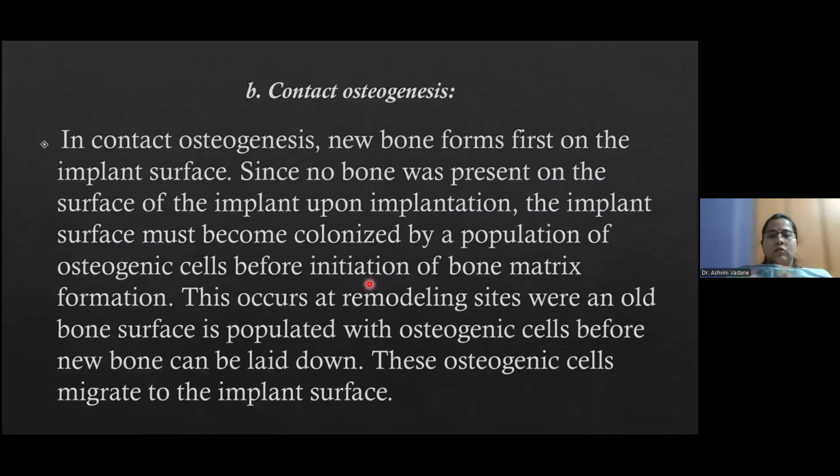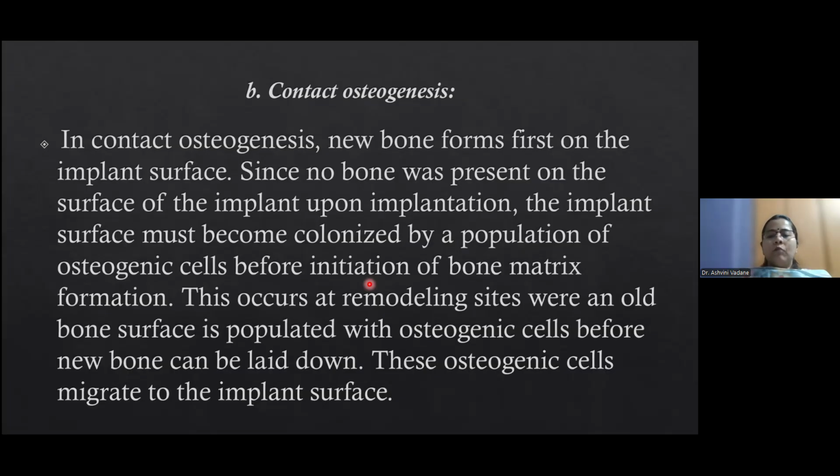That was the distance osteogenesis. Now the contact osteogenesis. In contact osteogenesis, new bone forms first on the implant surface. Since no bone was present on the surface of the implant upon implantation, the implant surface must become colonized by a population of osteogenic cells before initiation of bone matrix formation.